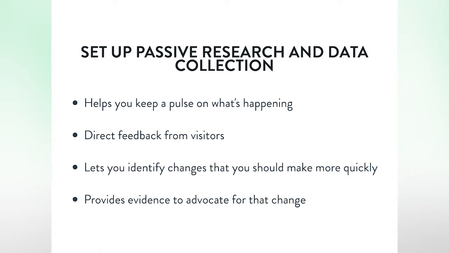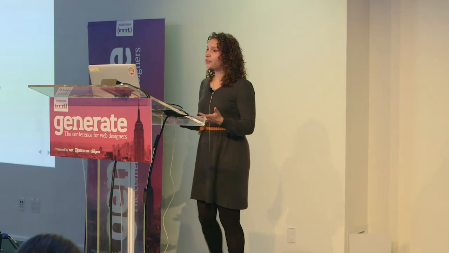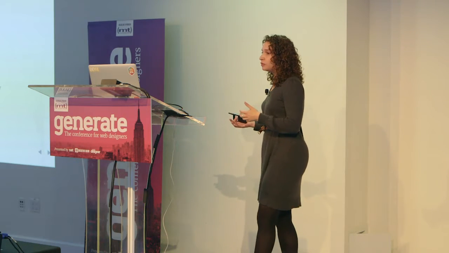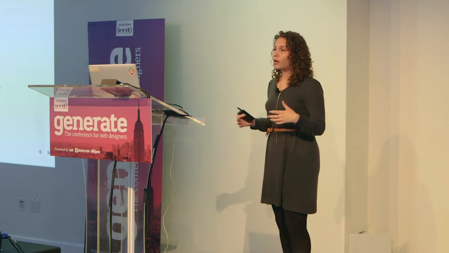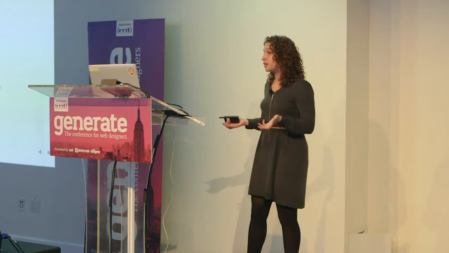And to do that, you want to set up passive research and data collection. We've heard a lot in the past couple days about getting data, using Google Analytics, doing research, and talking to people. And another way that we can do that is by setting up this passive information after we've already launched something. And it helps us get more information and understand what's happening, right? Get direct feedback from people. And then we're able to identify what changes we should make and give us evidence to advocate for change, which is probably the biggest thing.